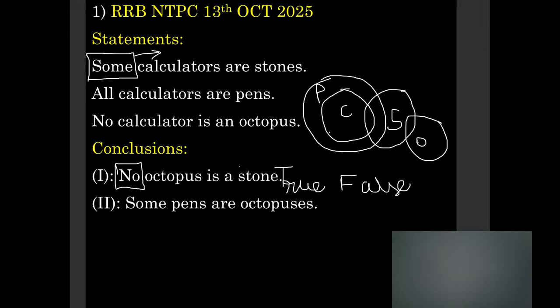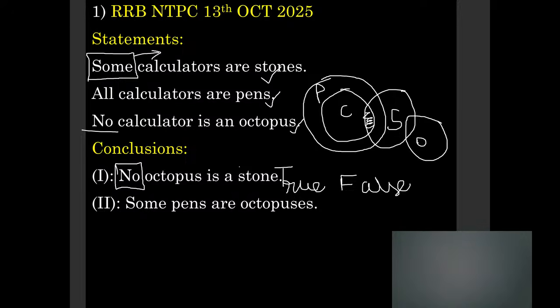So if you check for the statements, some calculators are stones. Some calculators are stones means they are intersecting. Here they are intersecting. So some calculators are stones is correct only. First statement is correct. Next, all calculators are pens. So all calculators come under pens. Calculator circle is in pen circle. So this is also correct only. Next, no calculator is an octopus. Calculator circle and octopus circle both are not intersecting. No means should not intersect. So this is also correct only.